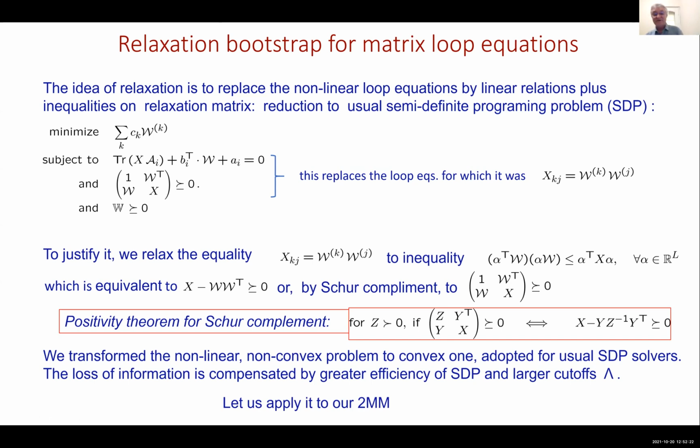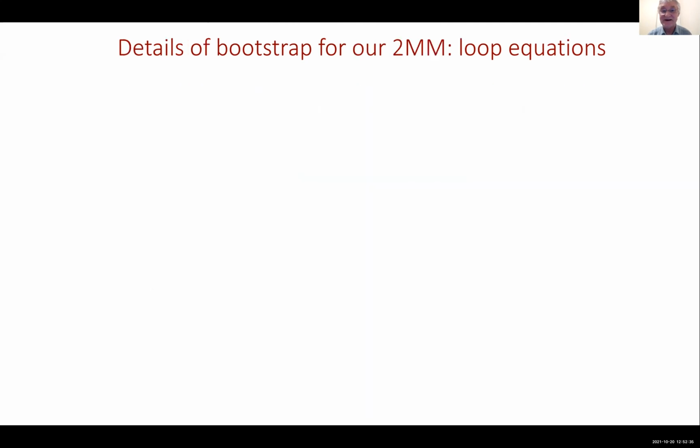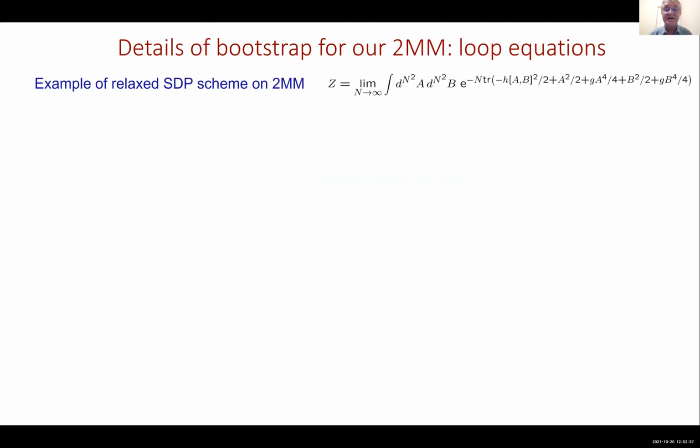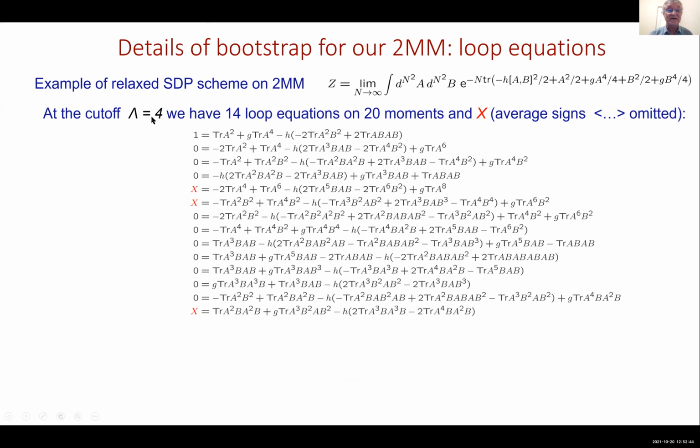And let's apply it to the matrix model. I will demonstrate it in a concrete example for this matrix model. Namely, let's take the case of cutoff equals 4. We have 14 loop equations in this case on 20 moments. I don't use the average sign here because it's clear that each trace is averaged.